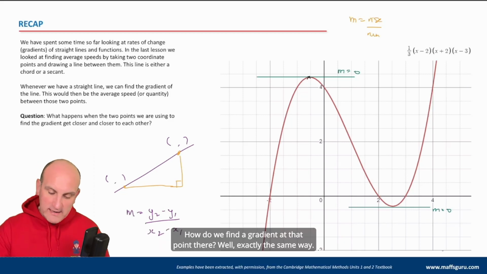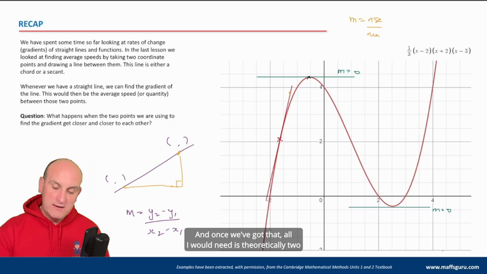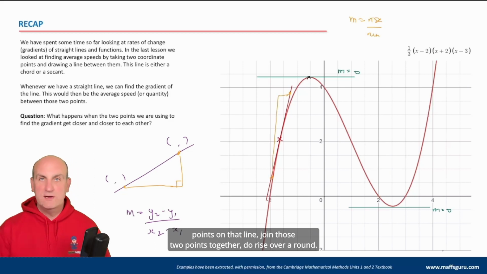How do we find a gradient at that point there? Well, exactly the same way. You draw a tangent, which is just a straight line that touches the curve in one place. And once we've got that, all I would need is theoretically 2 points on that line, join those 2 points together, do rise over run.